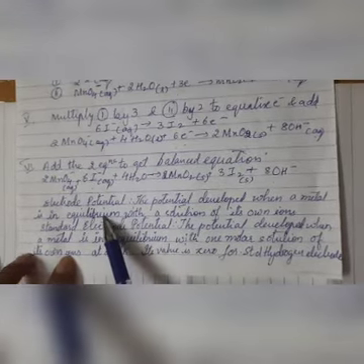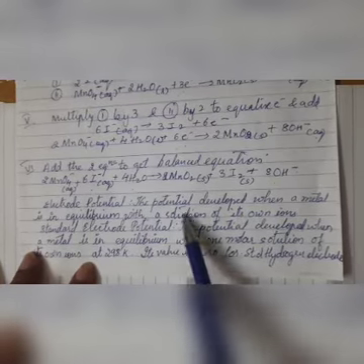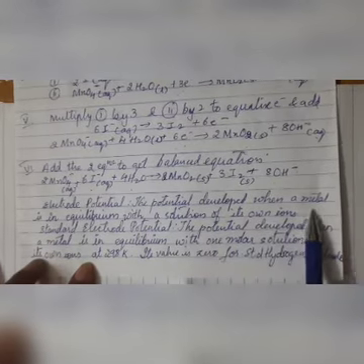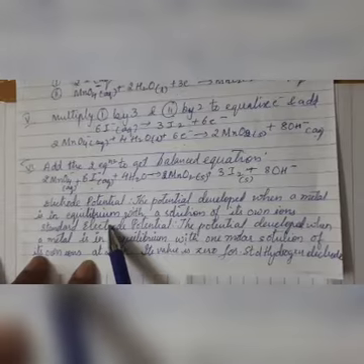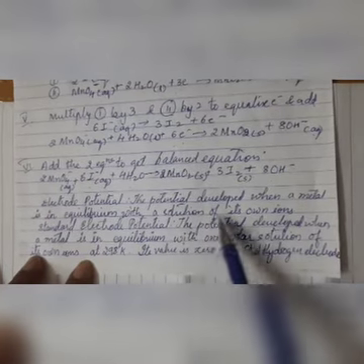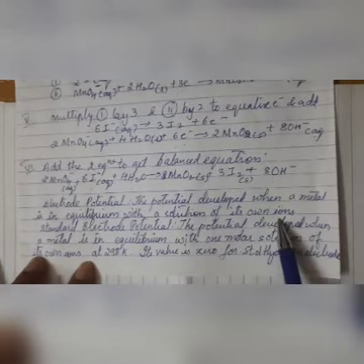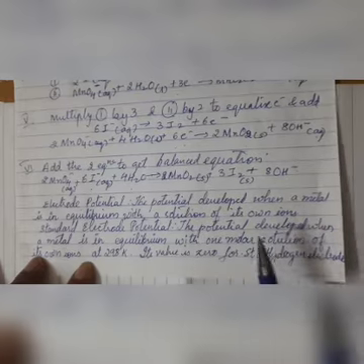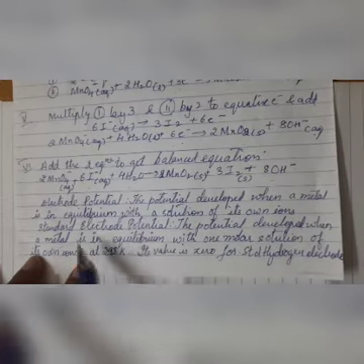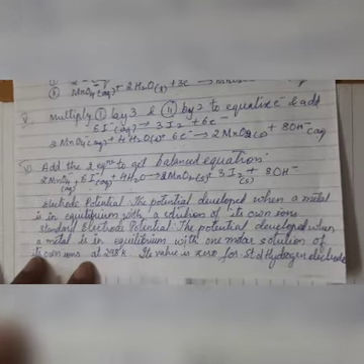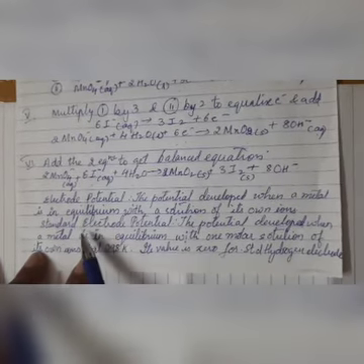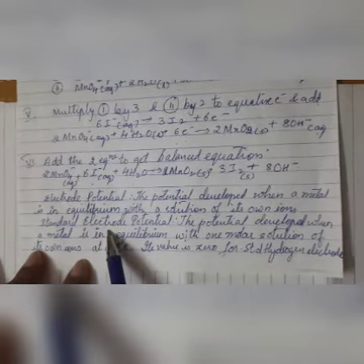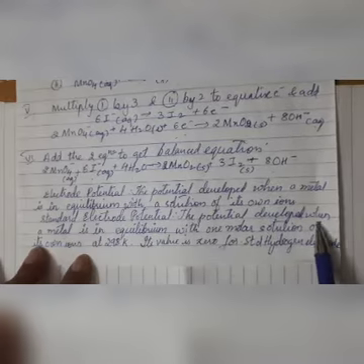Now what is the electrode potential? The potential which is developed when a metal is in equilibrium with a solution of its own ion is called the electrode potential. Means there is a potential difference between the metal and its solution, so we call it electrode potential.